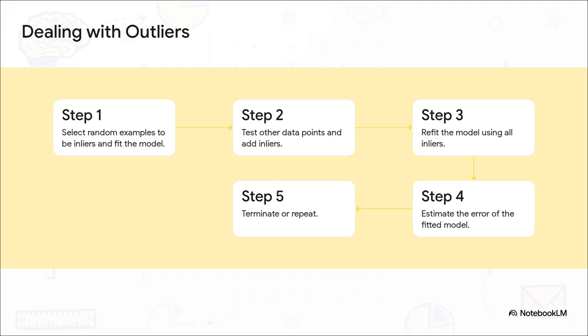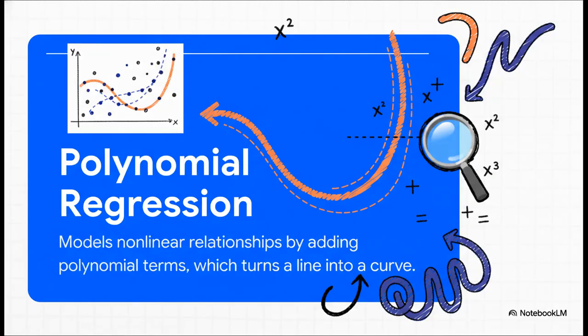Here's how it works. First, it just grabs a random little group of data points it thinks are normal. It fits a model to just them. Then, it checks all the other points, and if any of them fit that model pretty well, it adds them to the good group. Finally, it retrains the model on this new, bigger, cleaner group, basically ignoring the weirdos. Pretty smart, huh? And what about when the pattern isn't a straight line?